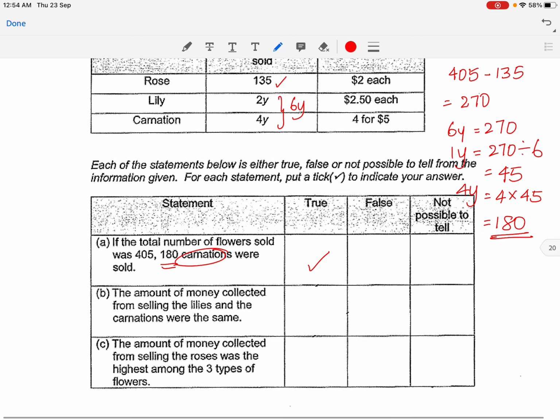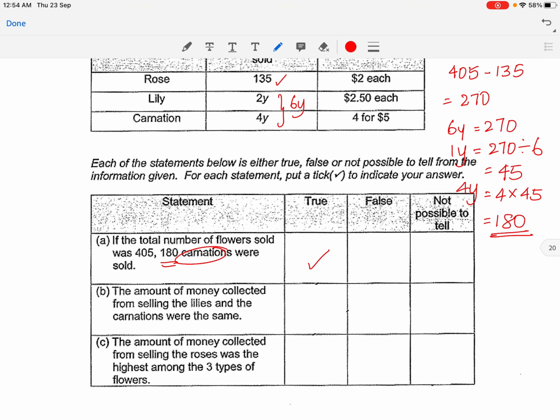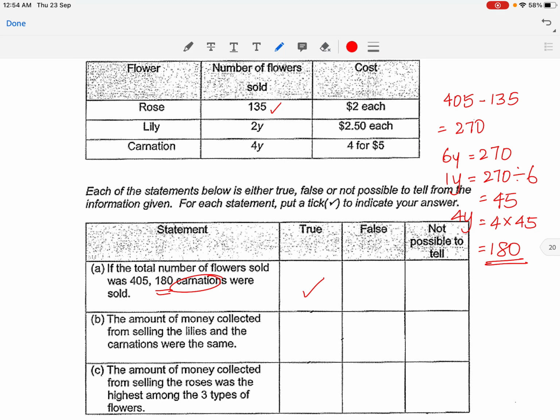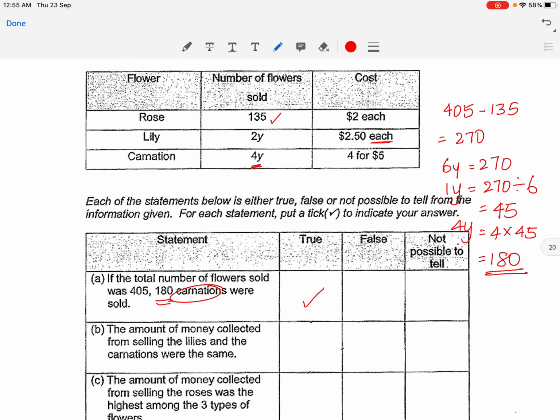The second statement, part B: the amount of money collected from selling the lilies and the carnations are the same. You can actually do it by reasoning. If 2y is lilies, you get this each. For 4y carnations, it says that you will get 4 for $5. So technically, it means that it's 2 for $2.50. But now you know that this is each, but this is 2 for $2.50. It represents the twice that is over here. So actually it's true.